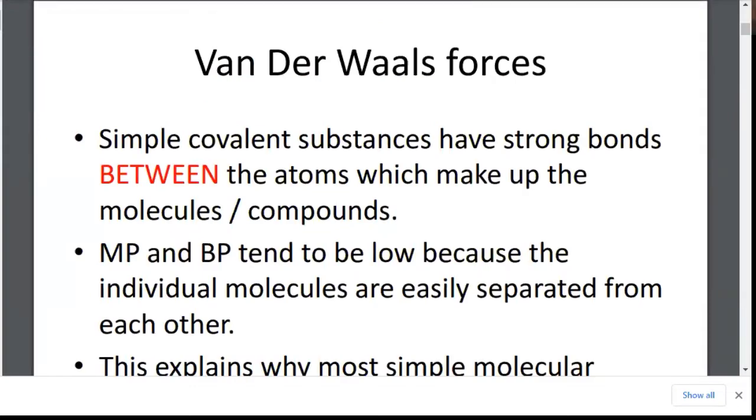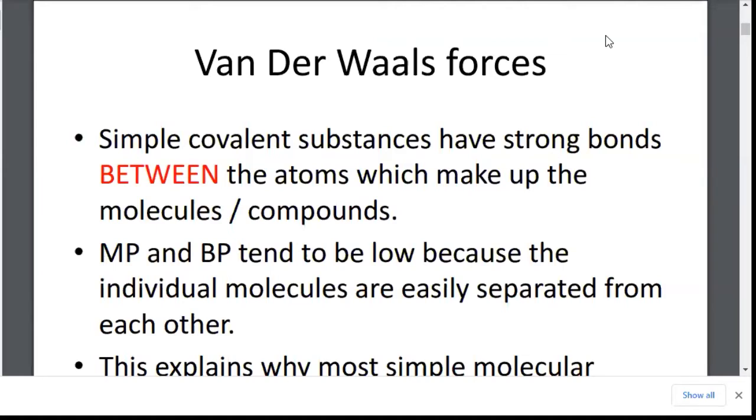In what are called simple covalent substances, which are non-metallic elements in the periodic table, what these substances have is very, very strong bonds between the atoms which make up the molecules and the compounds. Have you all done or at least looked at atoms, molecules, the particle model? Have you all done things like that, or at least heard of it? I have. Yeah, cool.